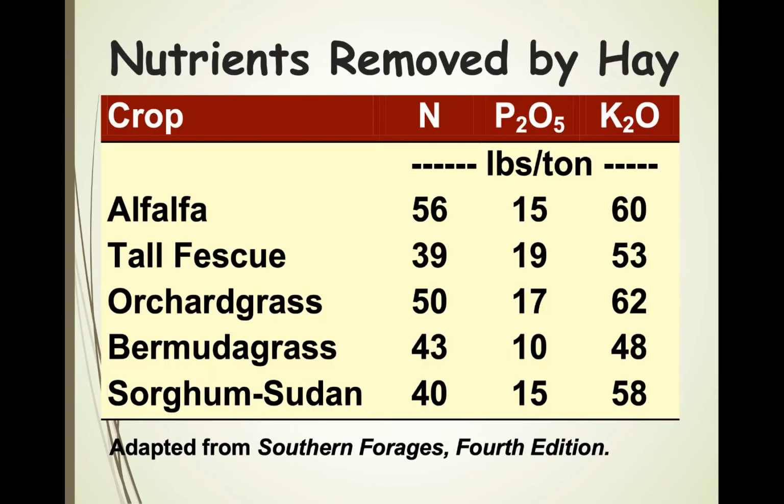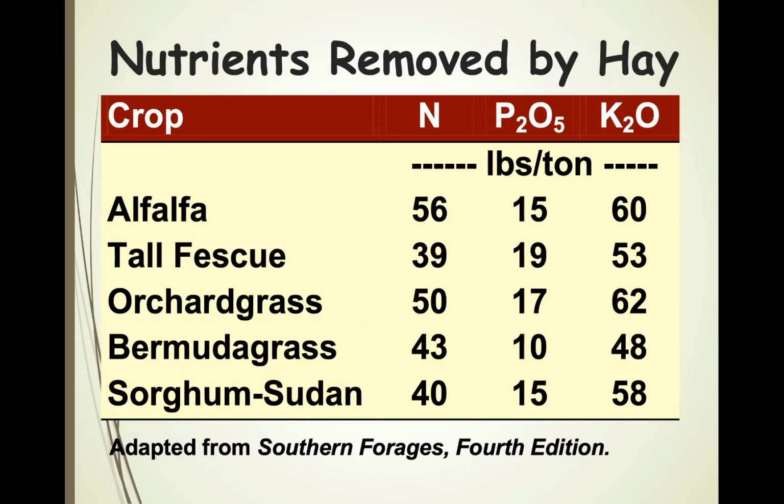All right, this last slide that I want to show you with soil fertility is focusing on nutrient removal by hay crops. And hay removes a tremendous amount of nutrients. If we look at orchardgrass, for example, we remove 50 pounds of nitrogen, 17 pounds of phosphorus, and 60 pounds of potash in every ton of hay. So if we have a good year, we're removing 150 pounds of nitrogen, about 50 pounds of phosphorus, and about 180 pounds of potash per acre if we have a 3-ton yield on orchardgrass.